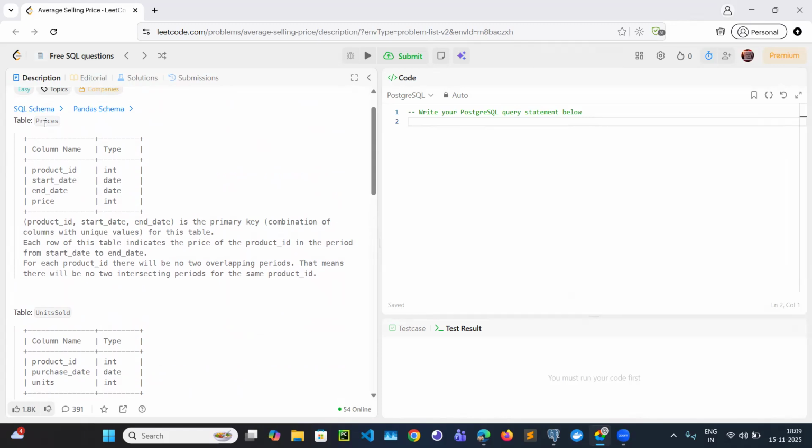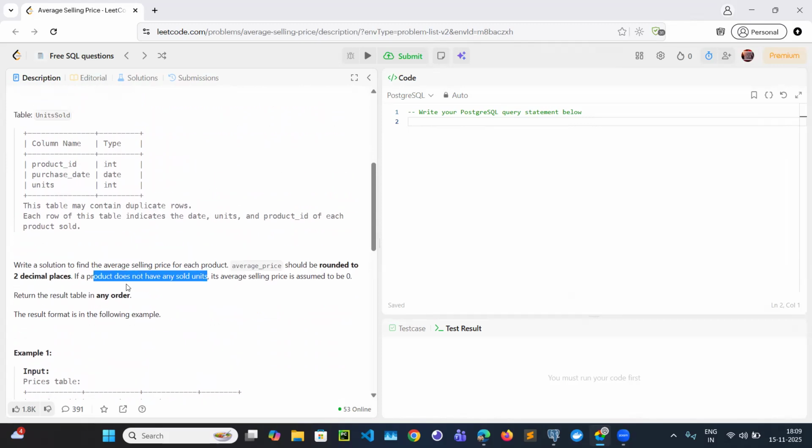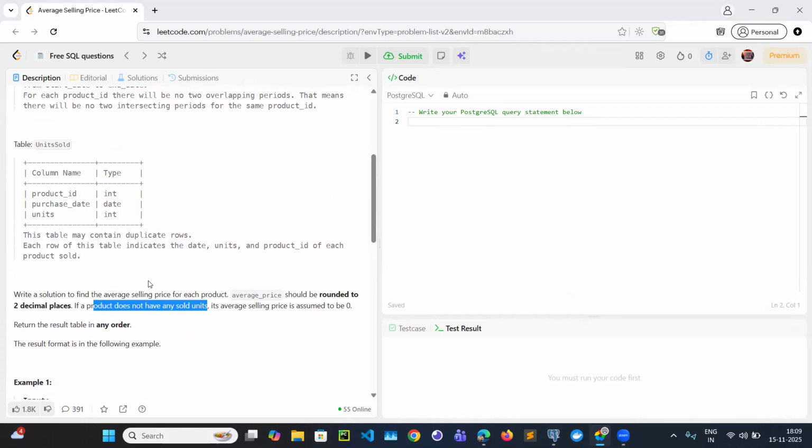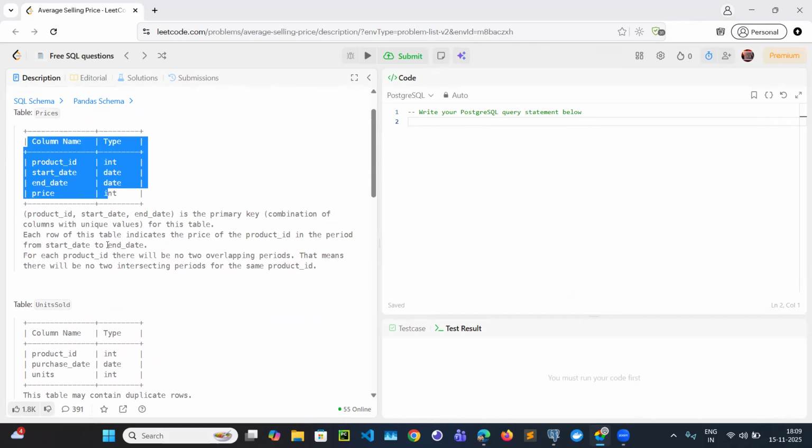So when we join these two tables, we need to do a left join so that I can get all the products from this table. And you can return the result in any order. If the product does not have any sold units, as I told you, there could be some product which we have not even sold, so it does not exist in the units sold table, and for that the average selling price will be 0. So we need all the products from this table, which means we are going to do a left join from prices to units sold.